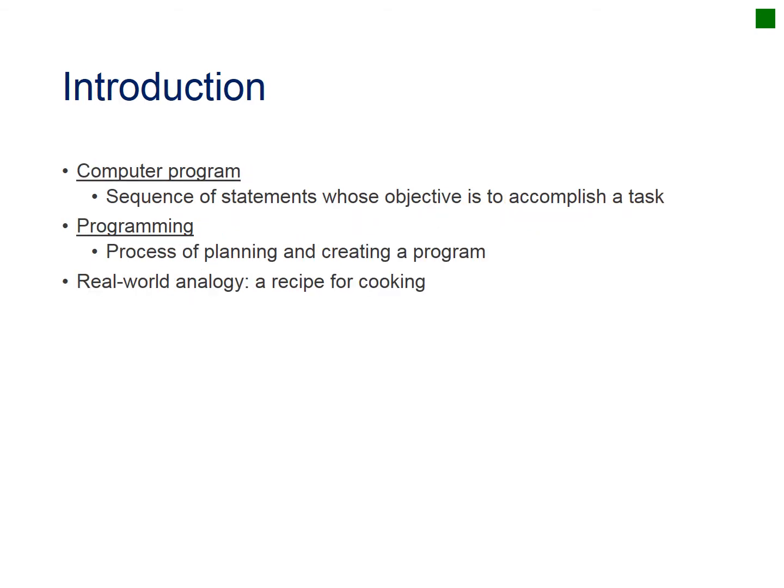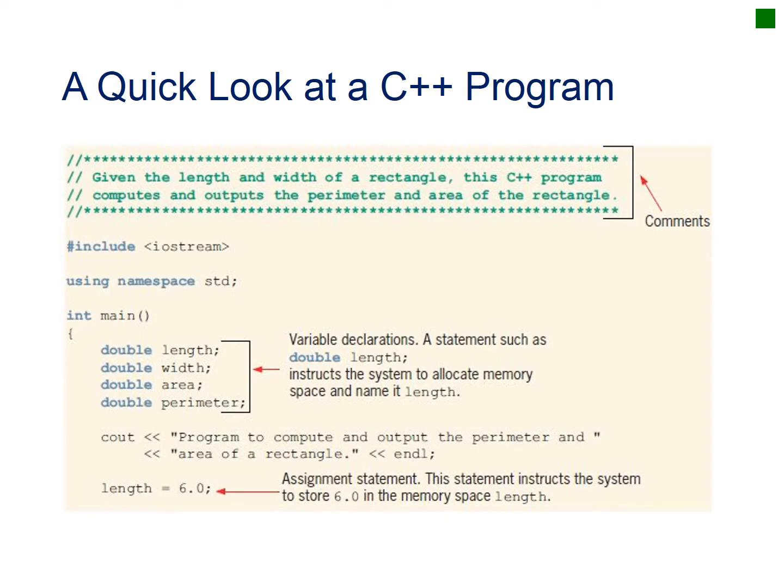A computer program is simply a sequence of statements whose objective is to accomplish a task. Programming is the process of planning and creating a program using a sequence of statements. For example, a recipe for cooking. Think about baking a cake. We use a sequence of steps: add eggs, add flour, add butter, add oil, mix, bake, etc. to create a finished product.